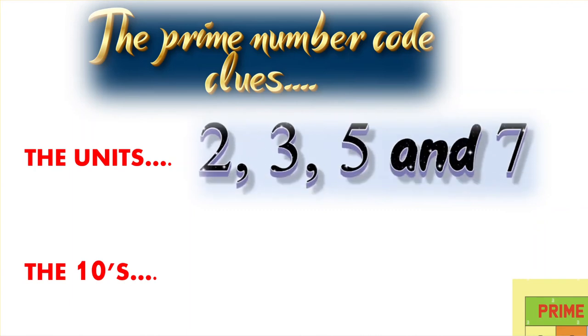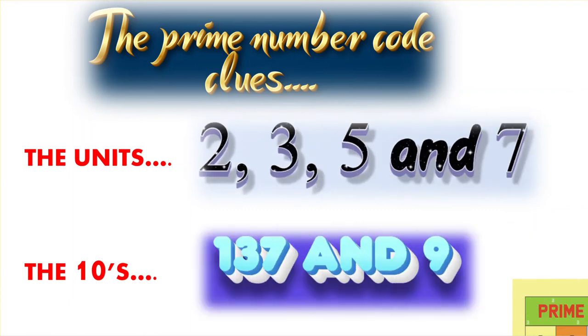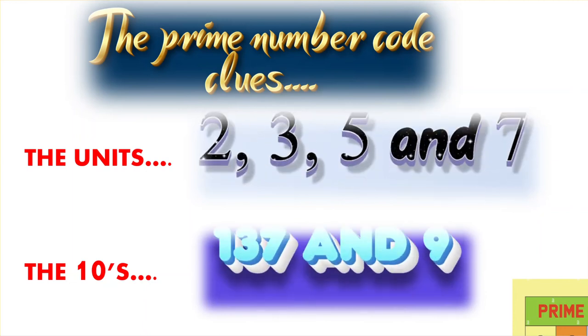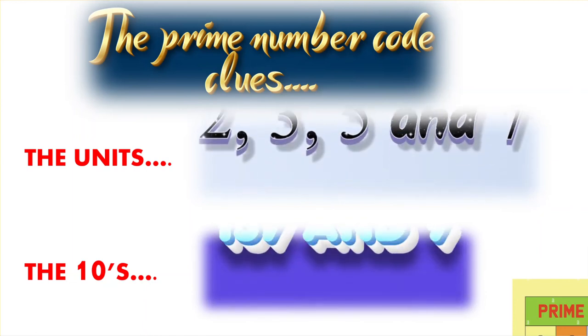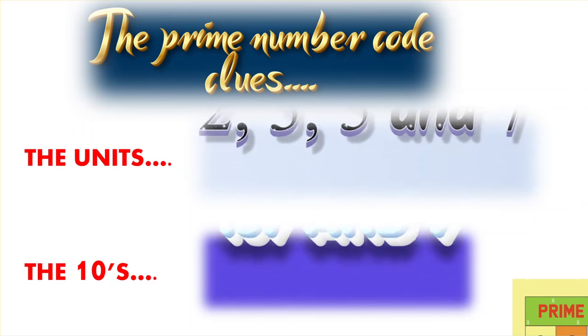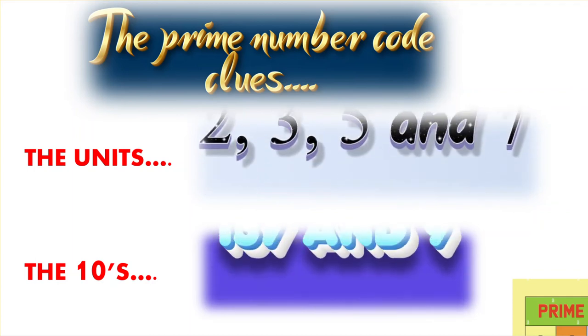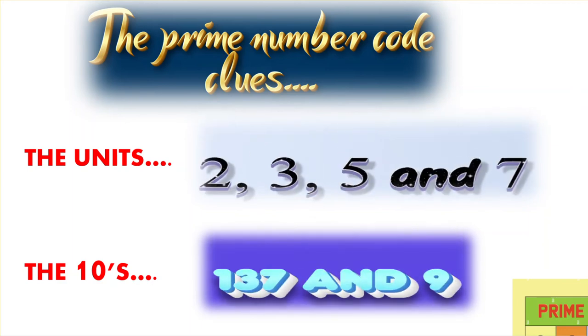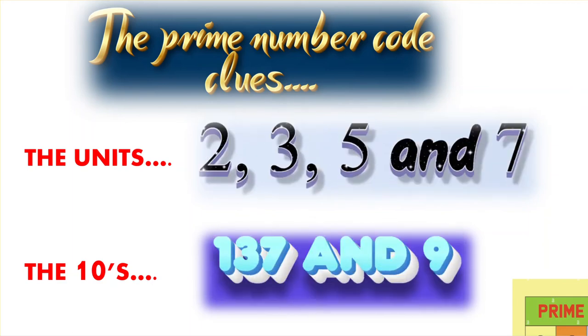The tens. The code is what? 1, 3, 7, and 9. So what do I mean by that? Write your 1 first, and then you add a 1. You write another 1 first, and then you write your 3. You write another 1 first, and you write your 7. Write another 1 first, and you write your 9. So that is 11, 13, 17, and 19.